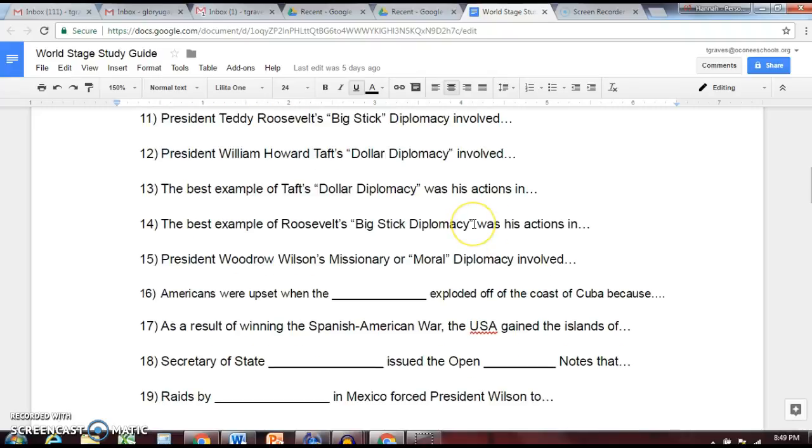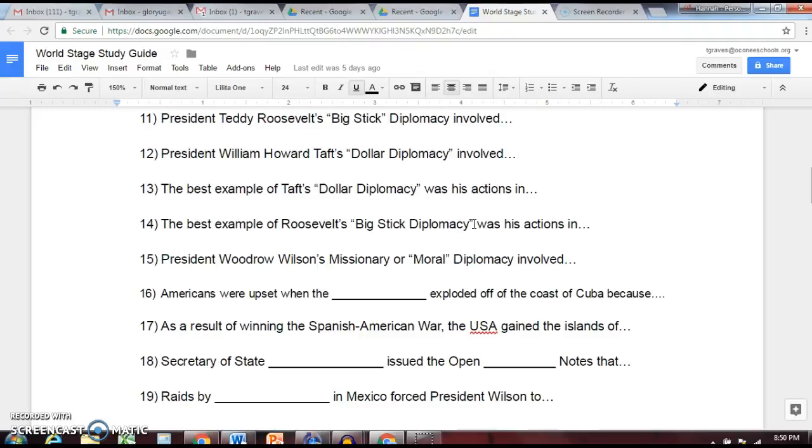Number 17, as a result of winning the Spanish-American War, the U.S. gained the islands of Puerto Rico, Guam, and the Philippines. Number 18, Secretary of State John Hay issued the Open Door Notes, which is like the open door policy. What it is, it opened the door for the U.S. to trade in China. The U.S. was trying to exert a lot of control over trade in China. A lot of people in China to trade with.